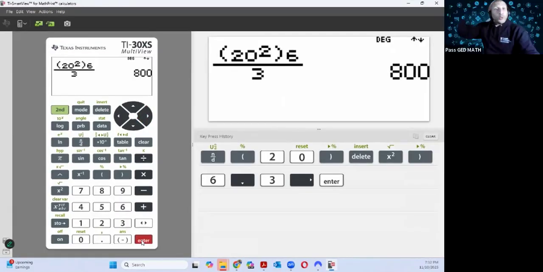Because I know what square means: the same number multiplied by itself. So now I just put 20 squared times 6 divided by 3. I'm in and out. I'm gone.